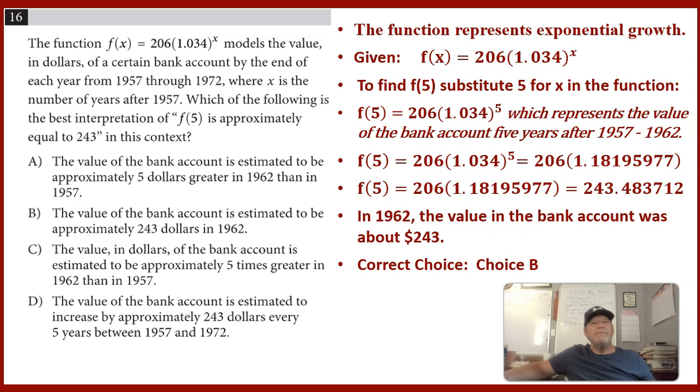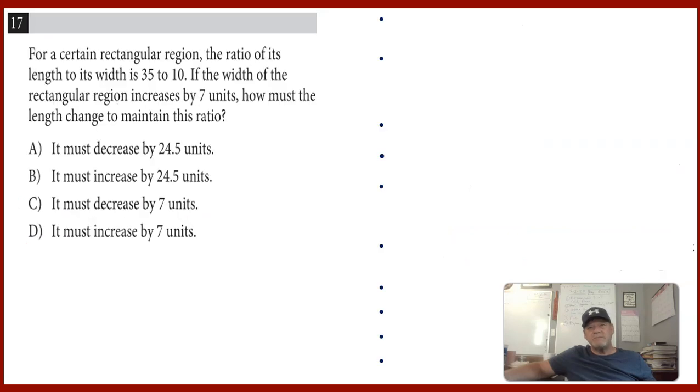And so if you look at your choices, choice B is the only one that expresses that. It says the value is 243 in 1962, which is what we said was the case. A said it was $5. We know it's not that. C said it's 5 times greater. That's not the case. And D says it's 243 between 57 and 1972. And that 5 just means 5 years after 1957. So let's go on to number 17.